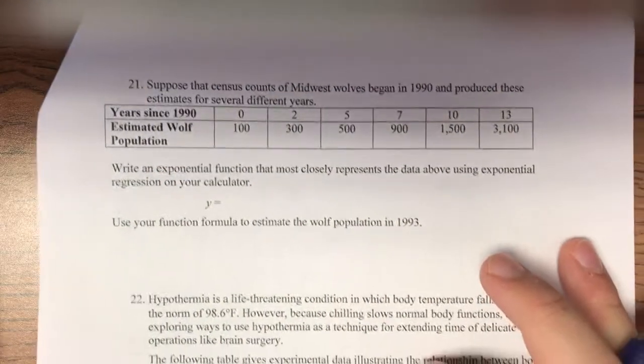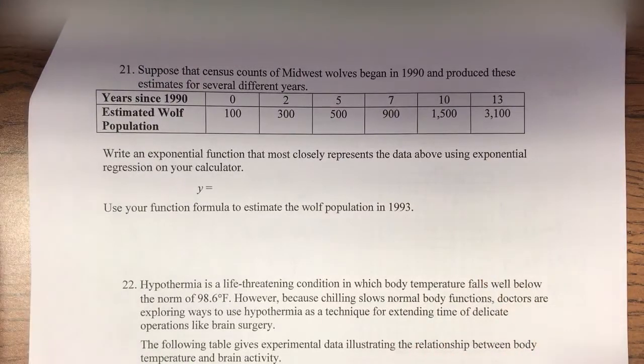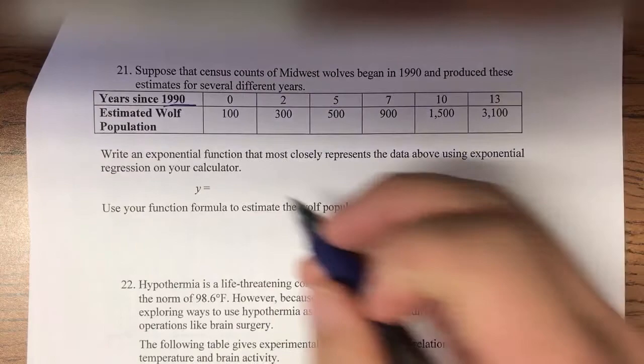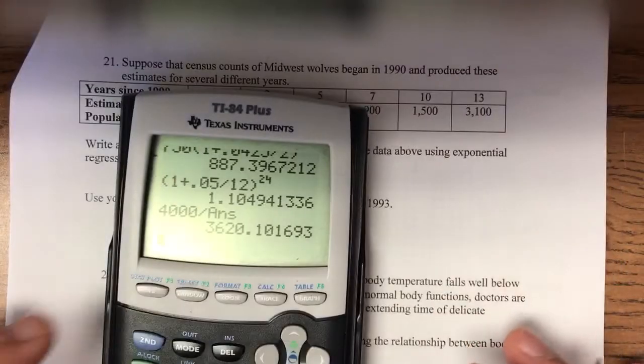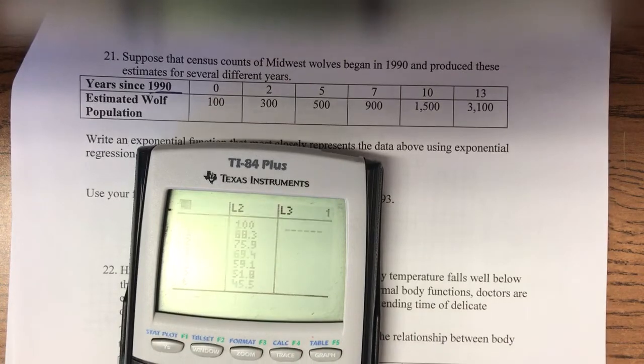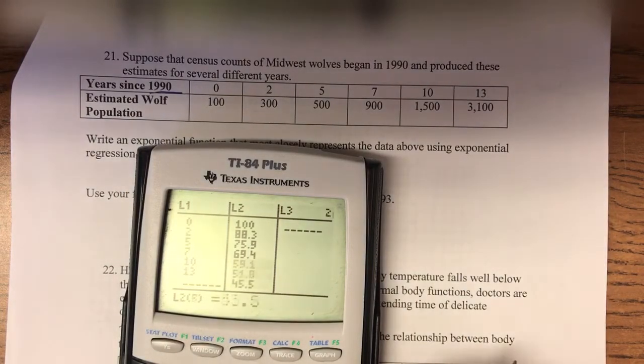And then 21 and 22, this is the stats, the years since 1990, number of wolves. And so we're going to put it in our calculator. So we'll put stat, edit, and put it in. Let's see, 0, 2, 5, 7, 10, 13, 100, 300, 500, 900, 1,500, and 3,100.